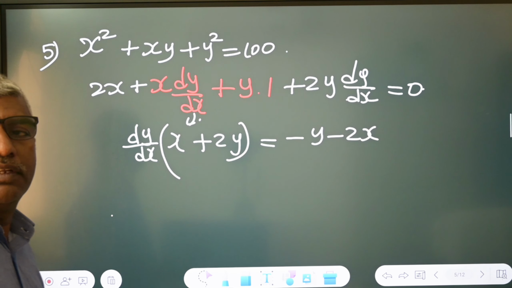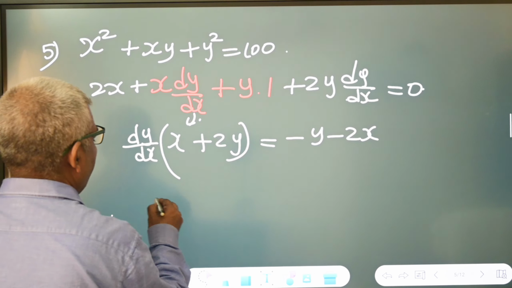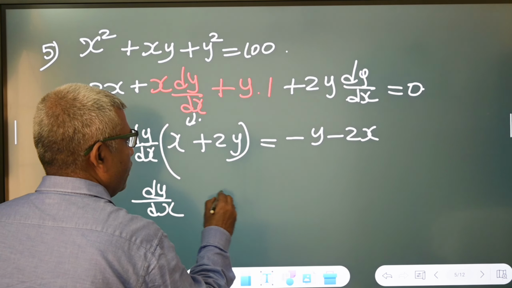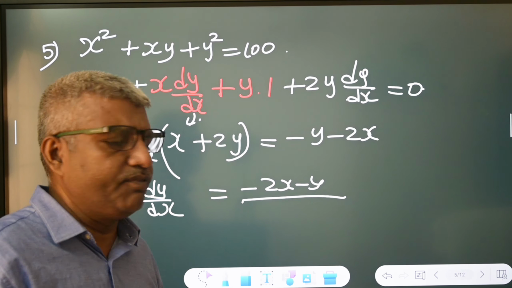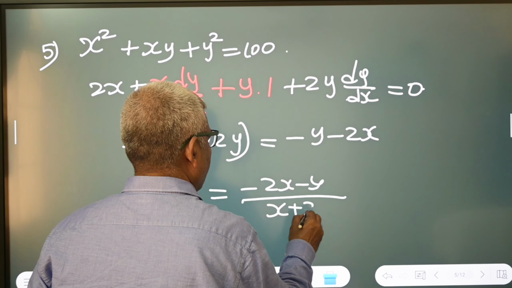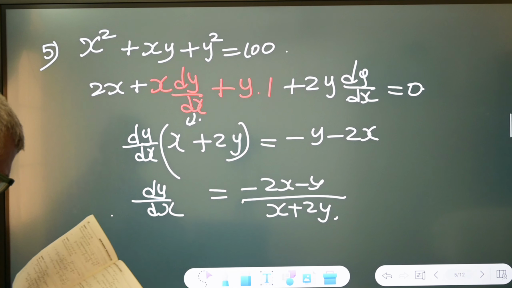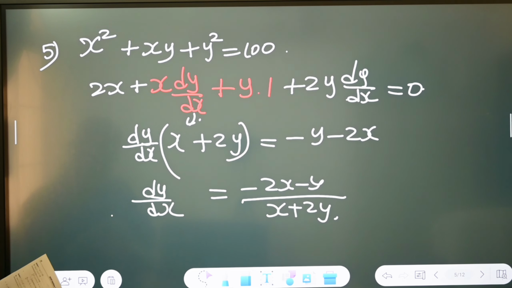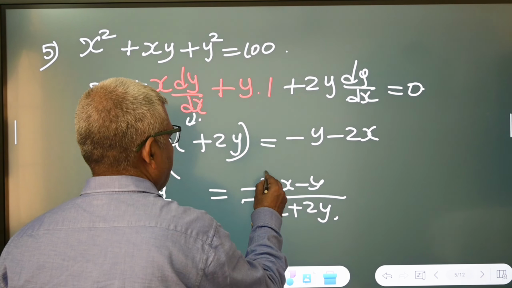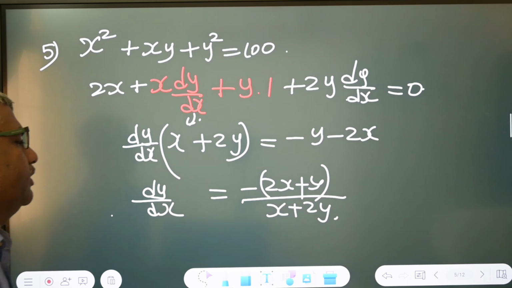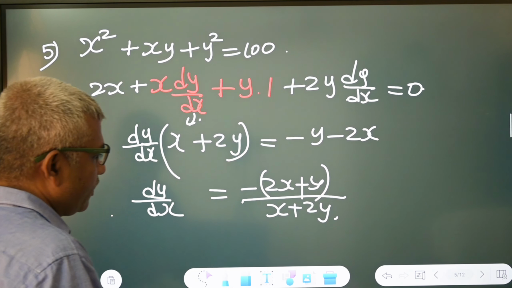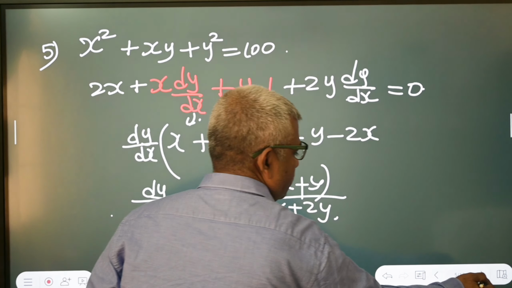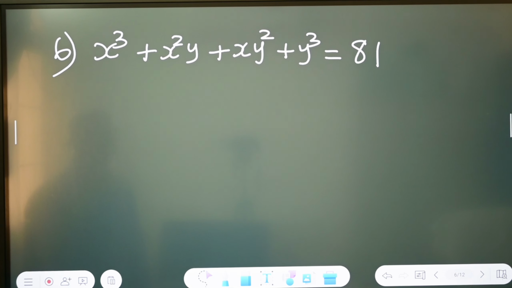Okay. Copy down until now. So dy by dx is equal to minus 2x minus y. Better to always write in alphabetical order if it is possible. Then x plus 2y. Okay, I take minus out. Question 6. x cube plus x squared y plus xy squared plus y cube.